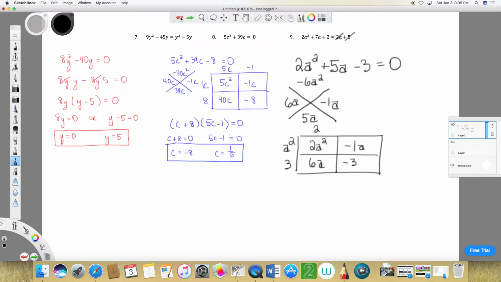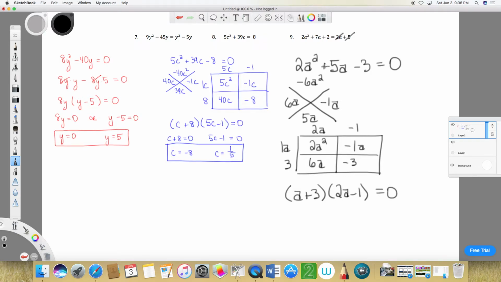I don't know why I put squared there. And negative 1. So we have 1a times 2a is 2a squared. 1a times a negative 1 is negative 1a. 3 times 2a is 6a, and positive 3 times negative 1 is negative 3. So that means that this trinomial factors, that this equation has the same solution set as the equation a plus 3 times 2a minus 1 is equal to 0.